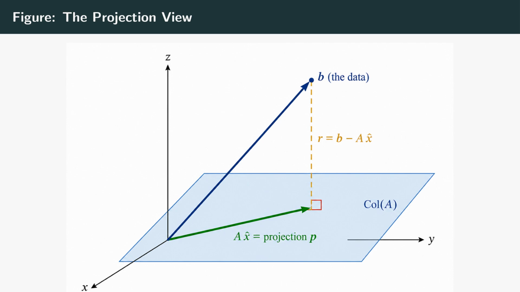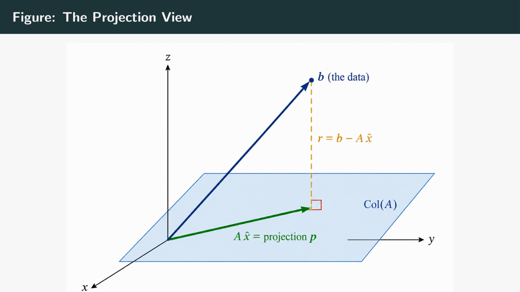We drop straight down from b onto the plane. The green vector landing flat in the plane is A x hat, our best fit, the projection of the data onto the space of achievable outputs. The gold dashed segment connecting b down to its shadow is the residual, and the little red square shows it meeting the plane at a right angle. The residual is perpendicular to the column space.